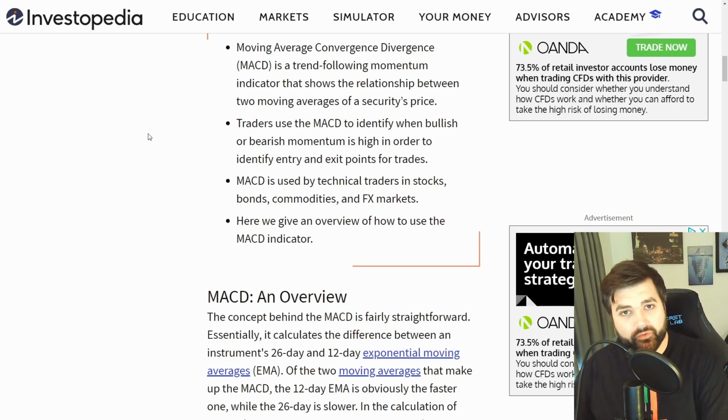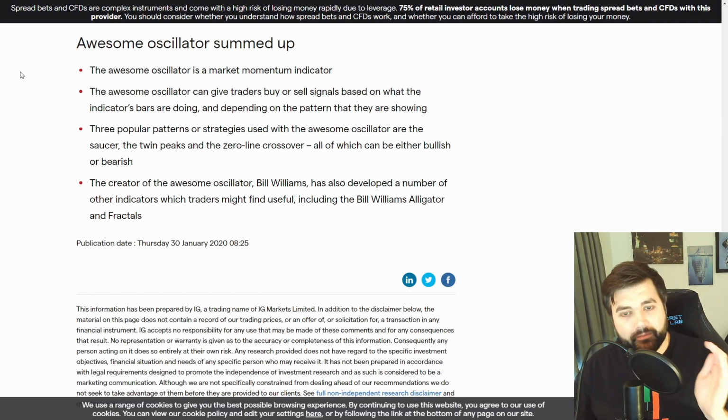And now we'll move on to the awesome oscillator. The awesome oscillator is a market momentum indicator, similar to the MACD, and when we go back on Trading 212, it'll become clearer to understand what they do. The awesome oscillator is also used to give traders buy and sell signals based on what the indicator bars are doing and how they're performing throughout the day.